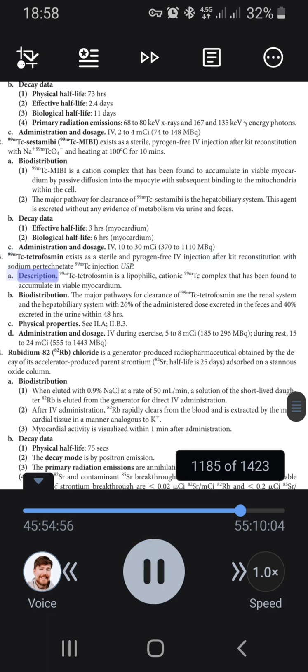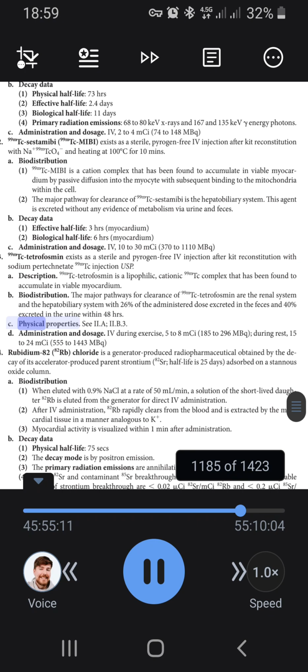Description. 99mTc-tetrofosmin is a lipophilic, cationic 99mTc complex that has been found to accumulate in viable myocardium. B. Biodistribution. The major pathways for clearance of 99mTc-tetrofosmin are the renal system and the hepatobiliary system, with 26% of the administered dose excreted in the feces and 40% excreted in the urine within 48 hours.